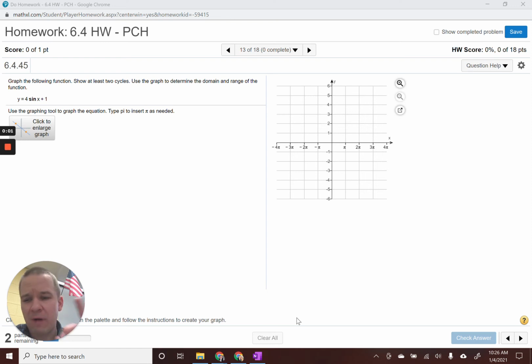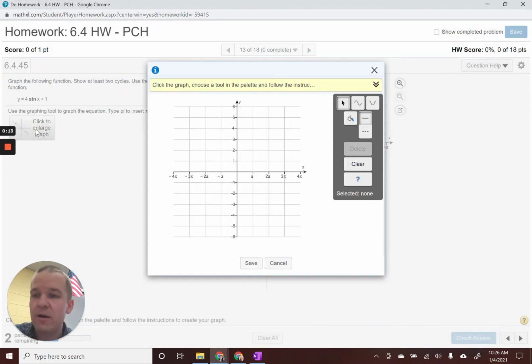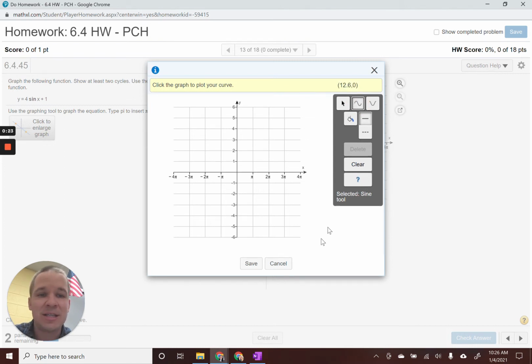So graphing in our MyMathLab can take a little bit of getting used to. So I'm going to run you guys through an example here from the 6.4 homework. First thing I'm going to do is click to enlarge this graph. We've got y equals 4 sine of x plus 1. So I'm going to pick my sine graph, which is this one right here. Excellent. I selected the sine tool.